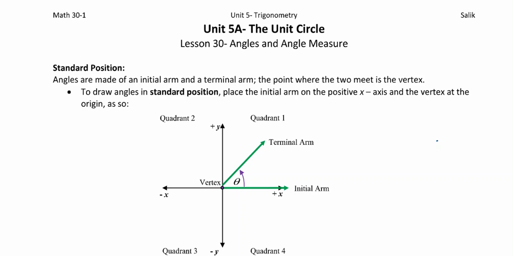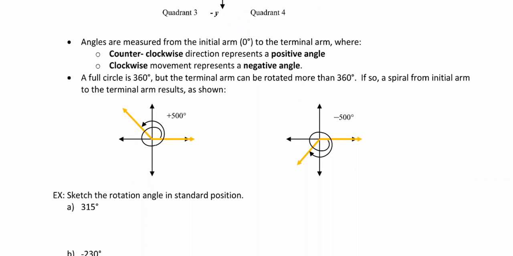And also remember our quadrants, right? So quadrant 1 starts here, and then it starts counting counterclockwise, right? So quadrant 1, quadrant 2, 3, and 4. All right. So yeah, that's what I was just saying there.